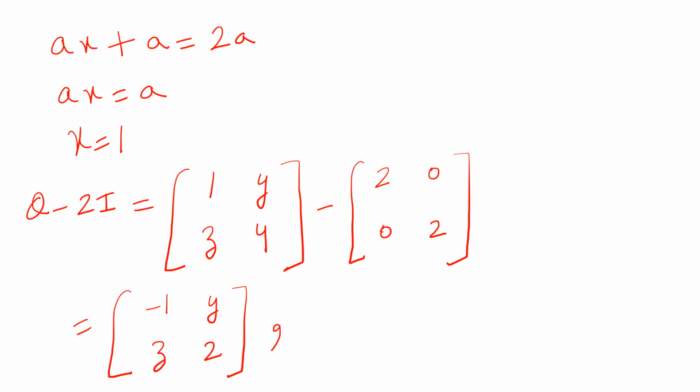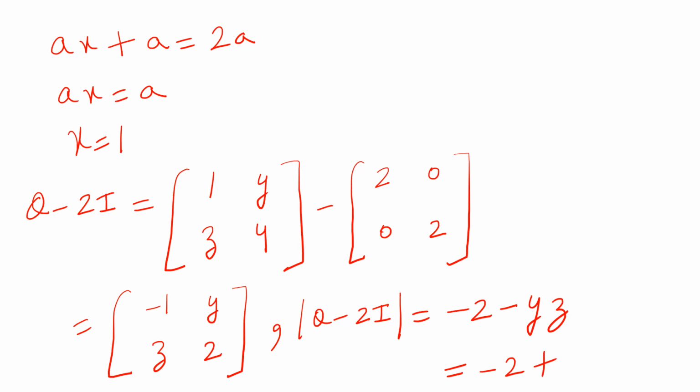Now clearly I can write the determinant of q minus 2i equal to minus 2 minus yz. Now students, we have already found the value of yz as minus 2. So now it becomes minus 2 plus 2, which is equal to 0. That means option A is the correct one. But since it's a multiple correct question, we will have to check other options also. Now we move further.